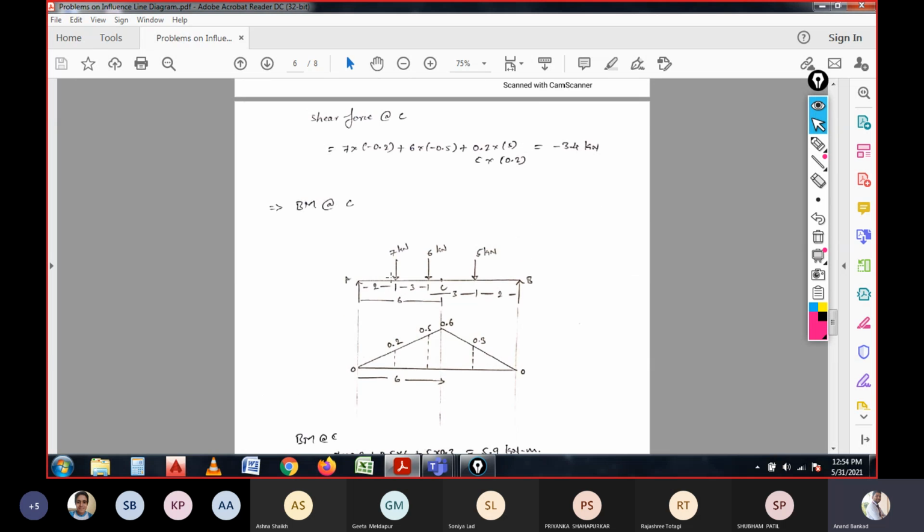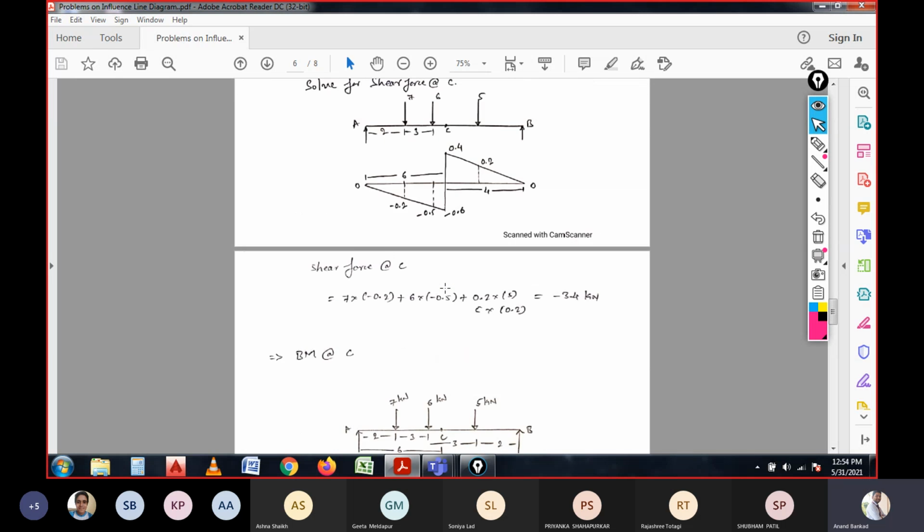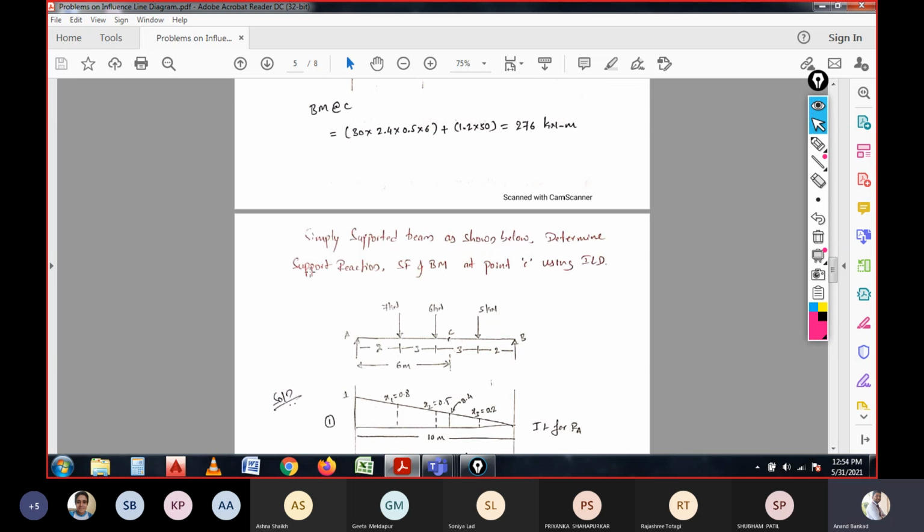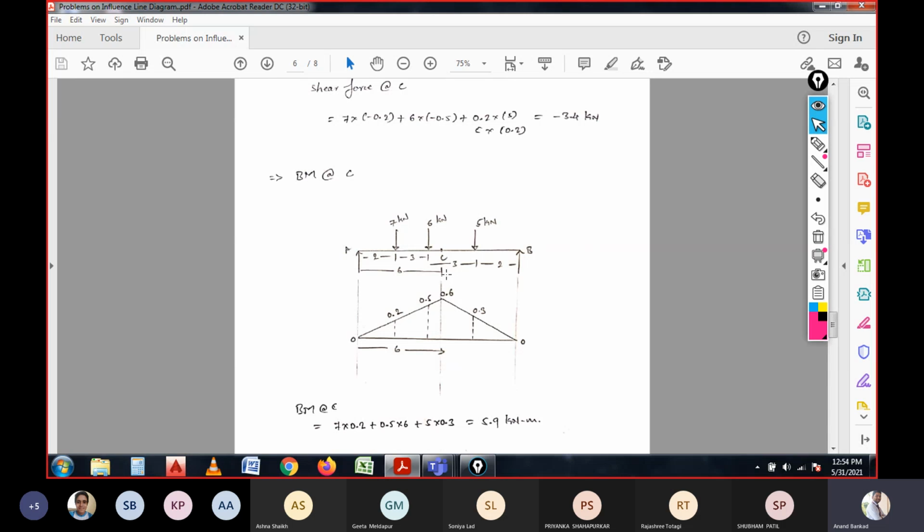Now it is time to calculate the bending moment at the given point, because it is asked over here. Support reaction we have calculated, the shear force we have calculated. Now the bending moment needs to be calculated. So here, to calculate the bending moment at the section, the question is considered in this manner. This is the question. In this question, at this point C we need to calculate the total bending moment.